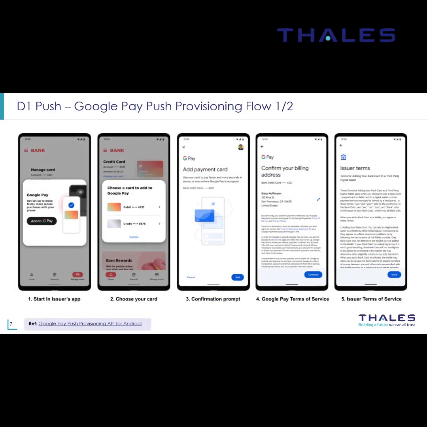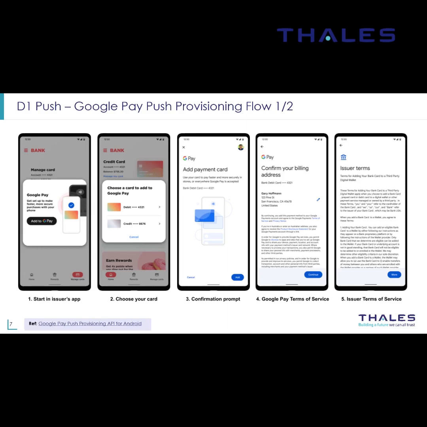D1 Push, Google Pay Push Provisioning Flow. Let's walk through the push provisioning flow for Google Pay as an example. The flow is expected to be started in the issuer's app by showing an Add to Google Pay button for the eligible card, or show a list of all eligible cards the issuer could offer as in the second screenshot.